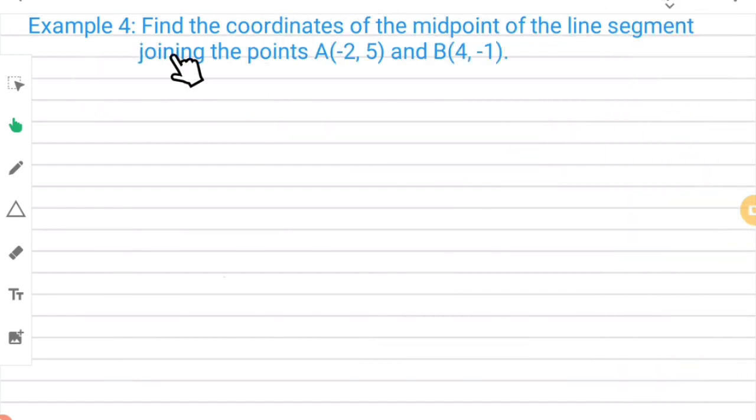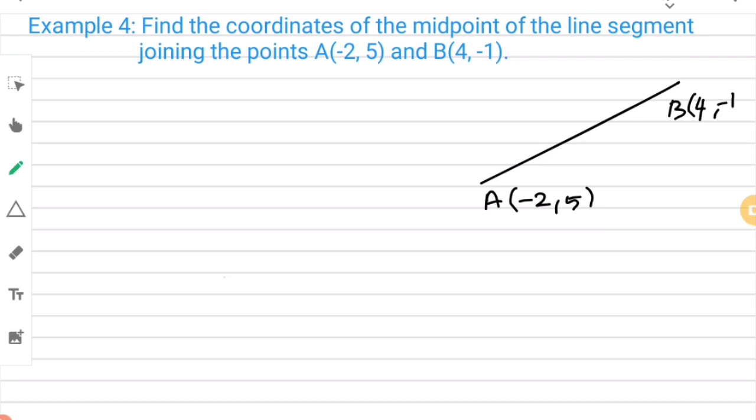Example 4. Find the coordinates of the midpoint of the line segment joining the points A of minus 2 comma 5 and B of 4 comma minus 1. That means we are going to find the midpoint of the line joining the points A of minus 2 comma 5 and B of 4 comma minus 1. Tell me, what is the midpoint?